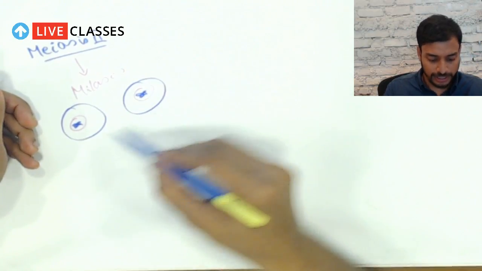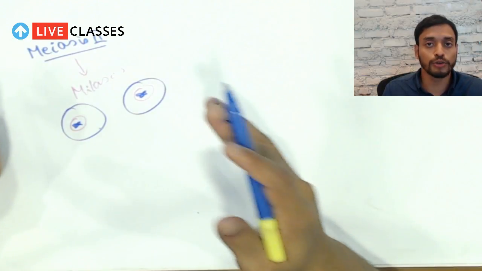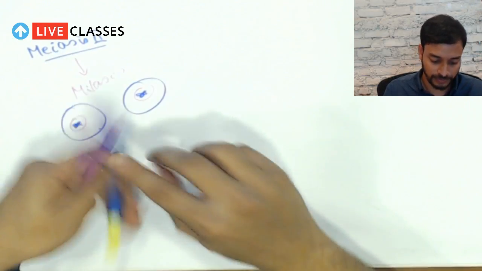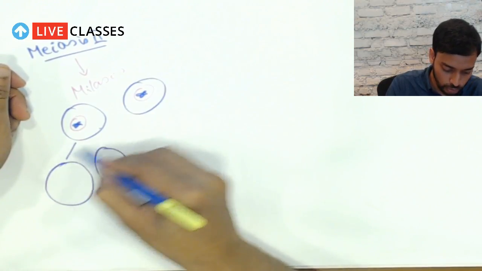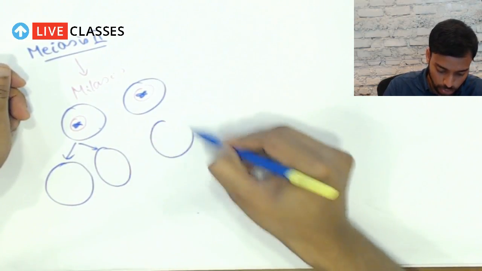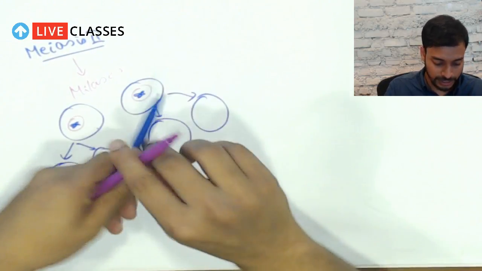Now can you tell me, each of these cells, if it undergoes a division which is similar to mitosis, what will happen? I'm sure you must have guessed it. This will form two cells, this will form two cells, correct? What will be the condition of the cells?